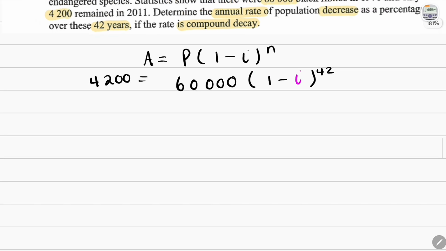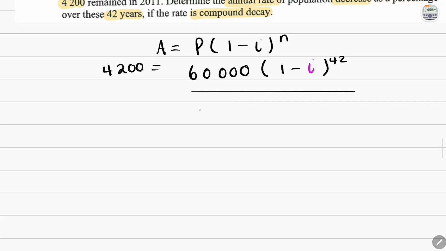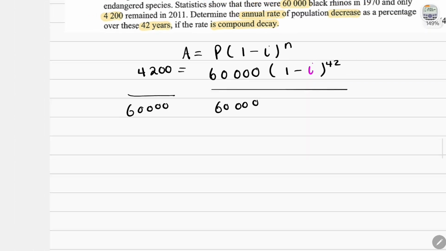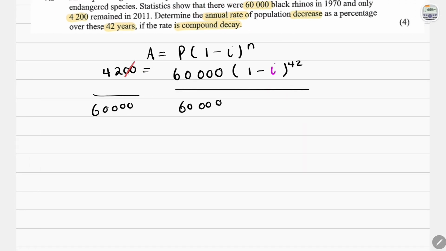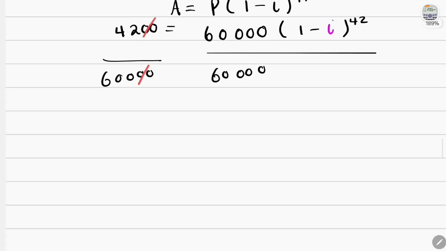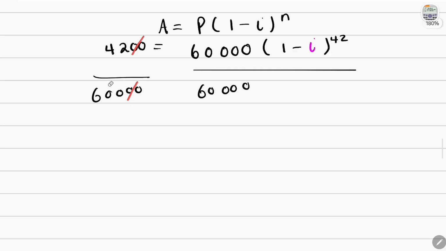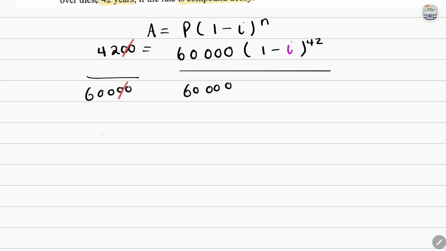Okay. So how do we find I? We just need to get closer to it. We need to get rid of the 60,000 first. So we can divide both hand sides of this equation by 60,000 and 60,000. And might as well just start dividing now. So cancel out 2 zeros, cancel out 2 zeros. So just say 42 divided by 600 so long. Okay, so 42 is a multiple of 6. So 6 is a common factor. It's actually the highest common factor. So we can just say 42 divided by 6 is 7 over, and then 600 divided by 6 is 100. 7 over 100 is equal to, this cancels, and we have 1 minus I raised to the power of 42.